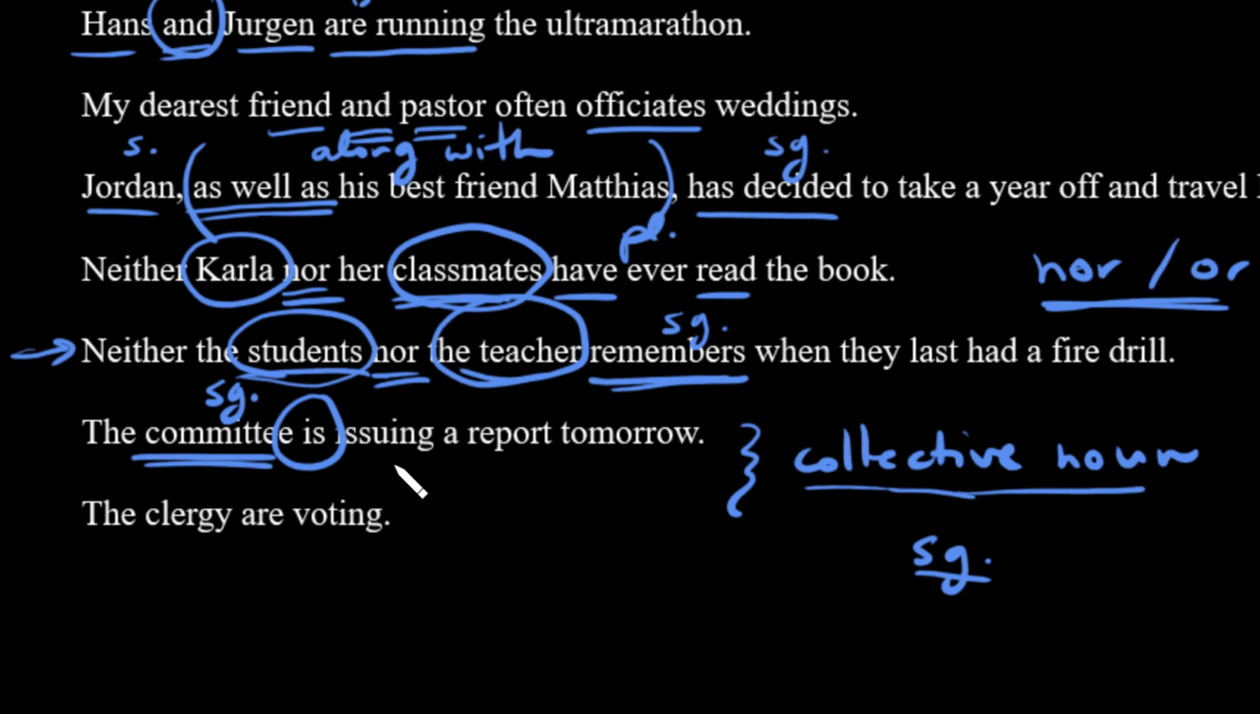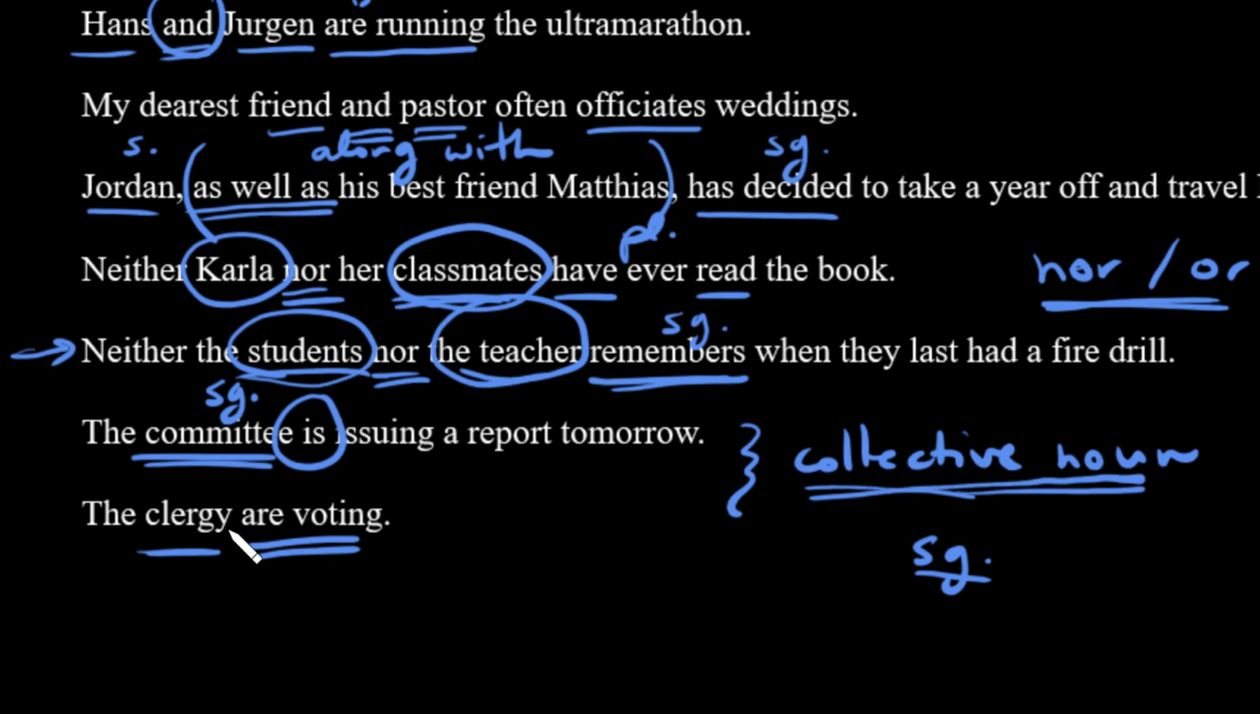It's not the committee are. It would be if you were to say the committee members are issuing a report, but in this case it's just singular. That's usually the case with collective nouns, is that they take a singular verb, but there is one exception, as usual. And the exception is if the term, the collective noun, really refers to individual members, then in that case you would use a plural form of the verb.